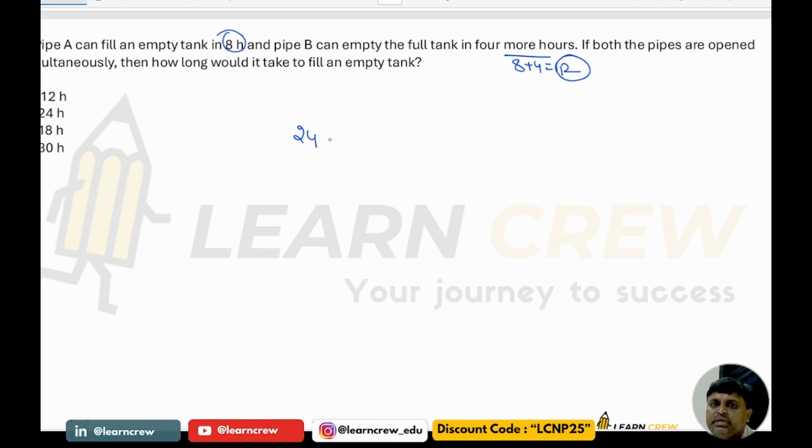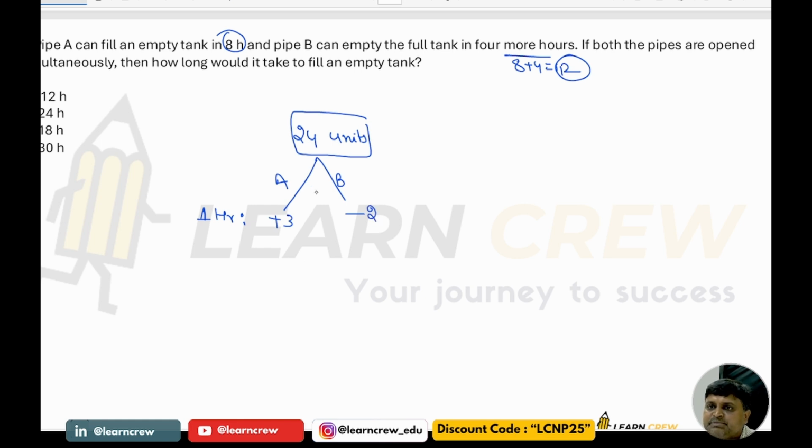24. So here, tank capacity is 24 units. Pipe A is filling the tank, doing positive work, and pipe B is doing negative work. In 8 hours it can fill 24, so in 1 hour it can fill 3 units. Whereas the emptying pipe can empty the full tank in 12 hours. 12 hours, 24 emptying. So in 1 hour 2 units it is emptying.